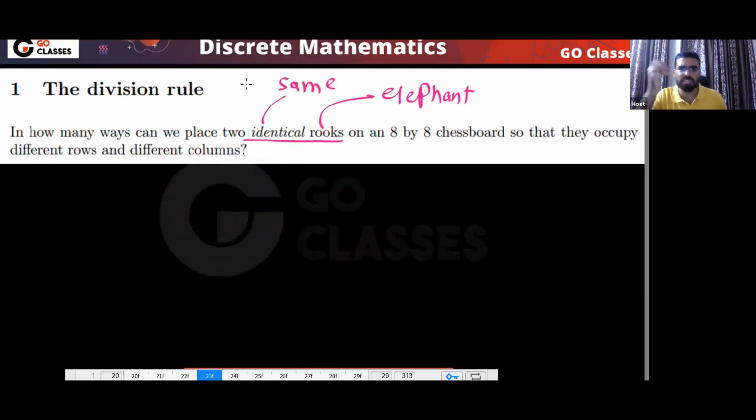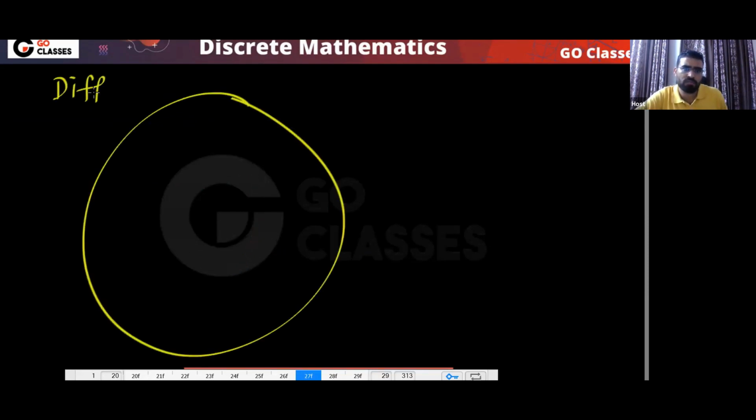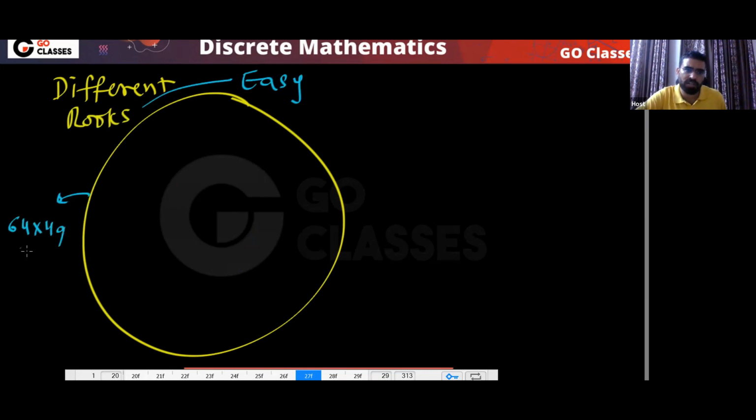But the actual question is same rooks. This is the actual question. So tell me, what should I do? We know the answer when you have different rooks. This is your easy problem, very easy for you. When you have different rooks, the answer will be 64 into 49 ways.